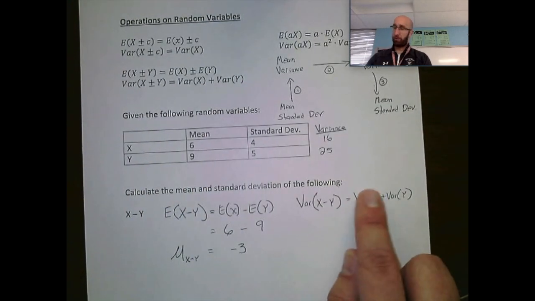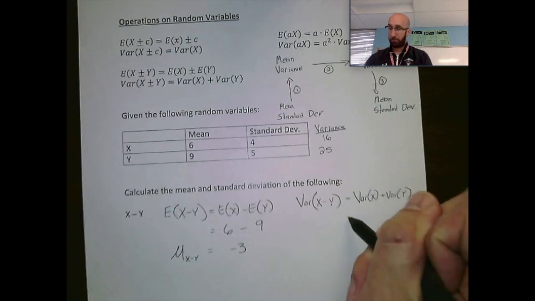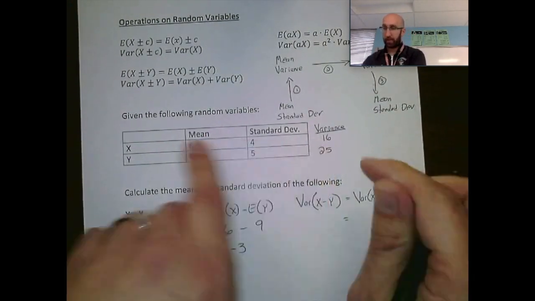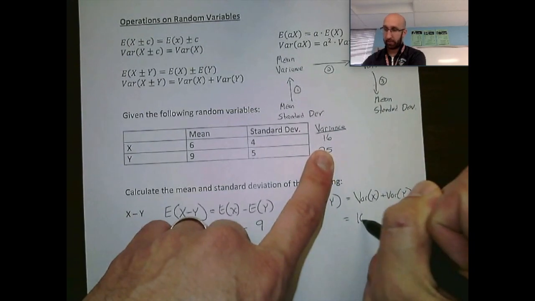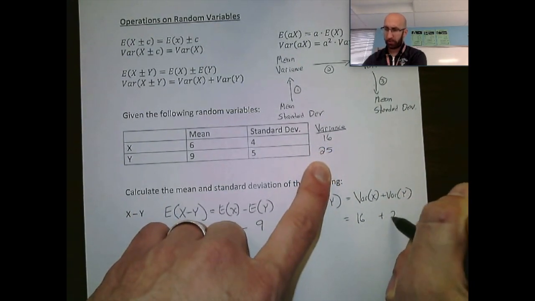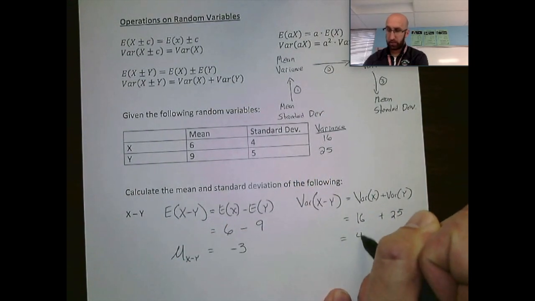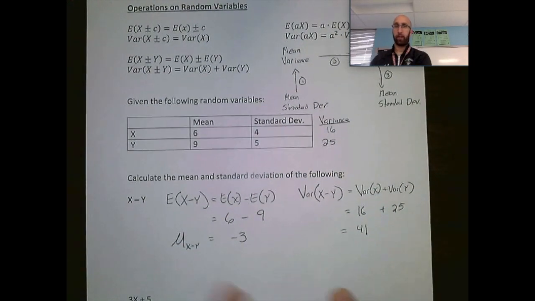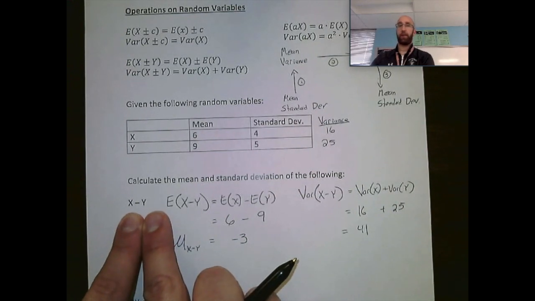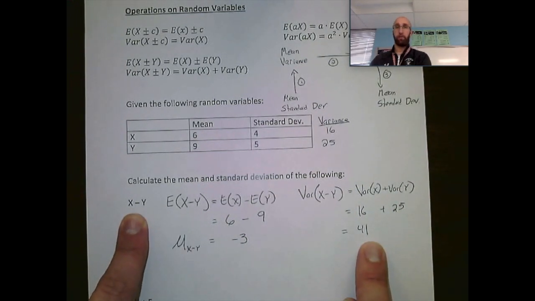So that's why I wanted to highlight it in an example. We know my variance of x is 16. My variance of y is 25. So 16 plus 25 is 41, okay? So if I'm trying to find the variance of x minus y, we're talking 41.